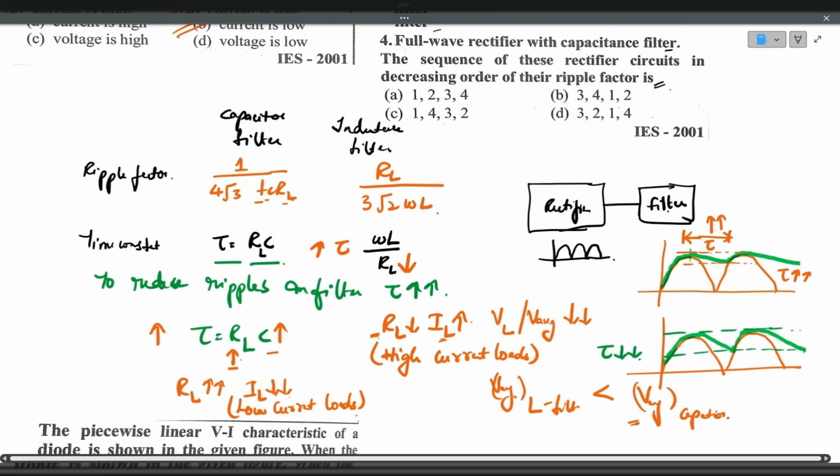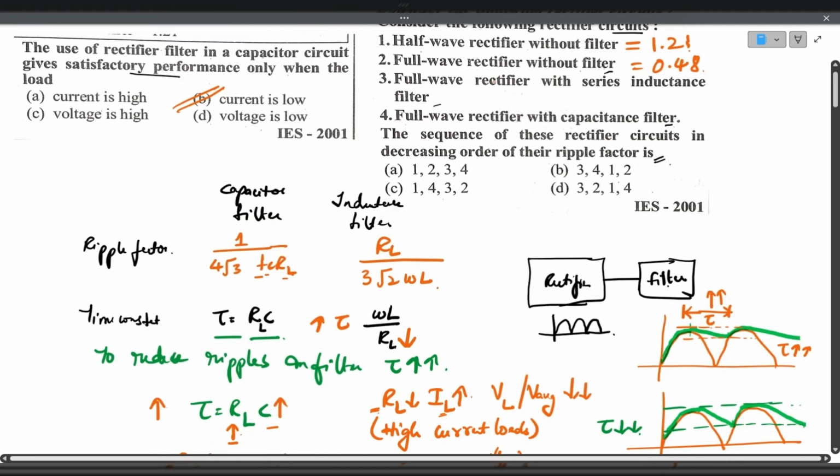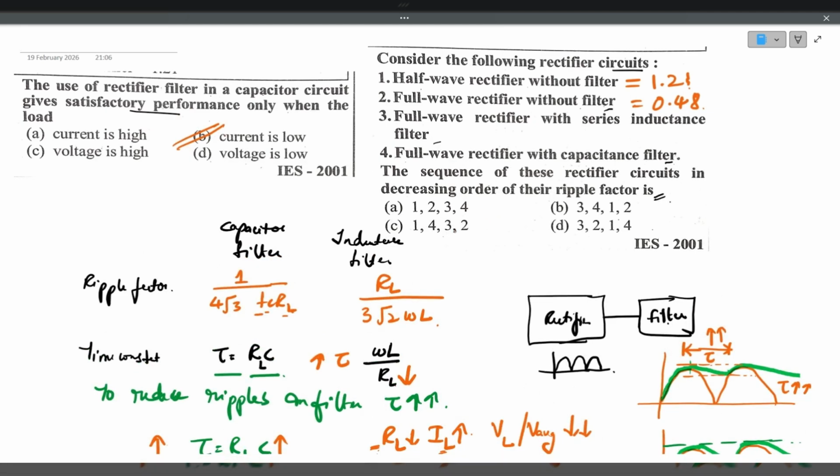This makes the difference. This makes the ripple factor of the inductance filter lesser than the ripple factor of the capacitance filter. The average output of the full wave rectifier with the series inductance will be lesser than the average output voltage of the full wave rectifier with capacitor filter. That's why the ripple factor also comes down for the inductance filter. This is better than a full wave rectifier without filter, and less than a full wave rectifier with capacitor filter.